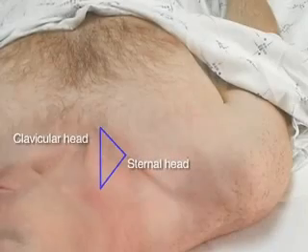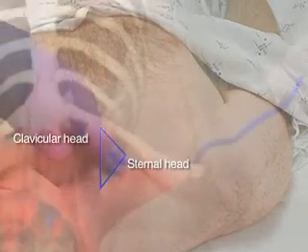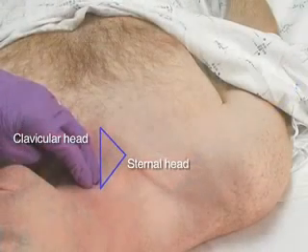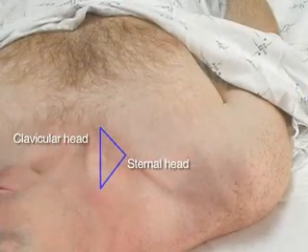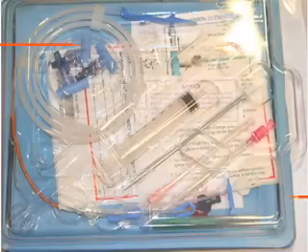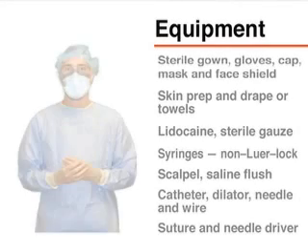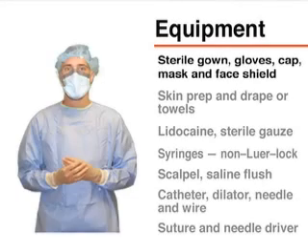The internal jugular vein can be found at the apex of the triangle formed by the sternal and clavicular heads of the sternocleidomastoid muscle just lateral to the carotid artery. To assure that there is the highest level of sterility, the operator should wear a sterile gown and gloves, as well as a surgical cap, mask, and face shield.